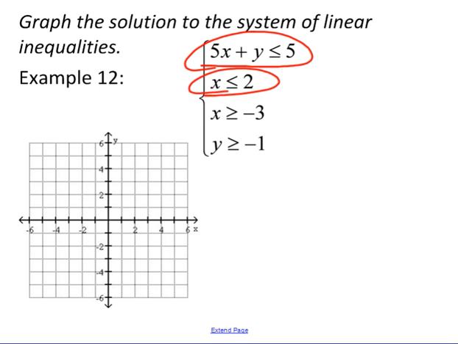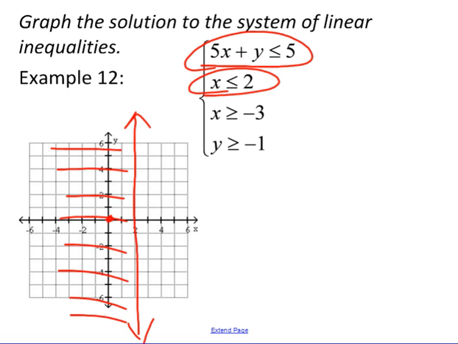X is less than or equal to 2. That's going to be a solid vertical line. Do a test point, 0, 0. If you plug in 0, I have 0 is less than or equal to 2, which is true. So I'm going to shade covering up my test point.